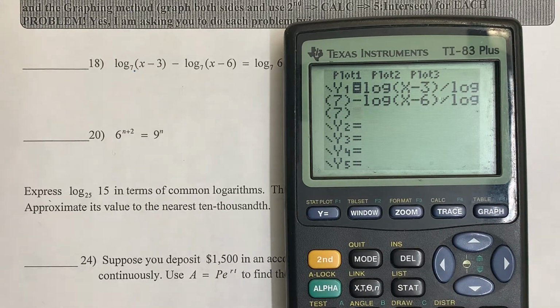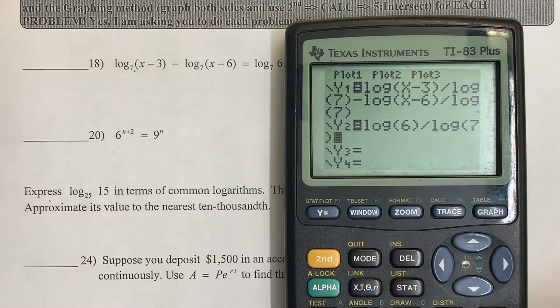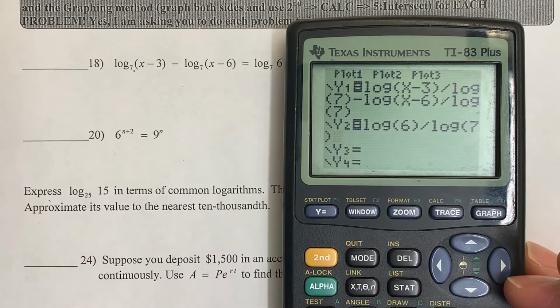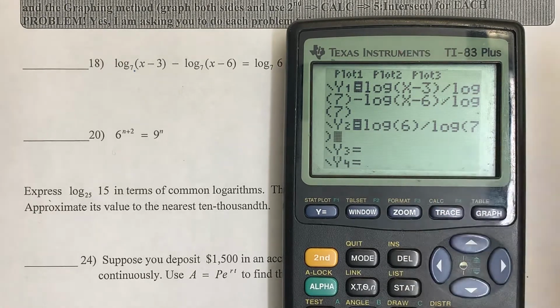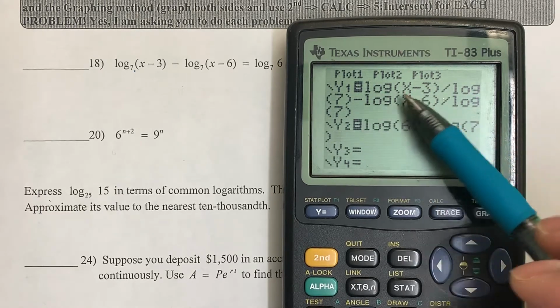Okay, same thing. Press enter, and then we now have the left side entered in, and now we have to type in the right side, which is just going to be log of 6 divided by log of 7. Which you might notice there's no x in there, which means this is actually just going to be a horizontal line because this is just going to come out as a number, okay? Log of 6 over log of 7, that's a number. It's going to be an ugly decimal, but it's just a number. So when I graph that, it's just going to be a horizontal line. That's a constant function. And we're going to see where this horizontal line crosses this logarithmic curve, okay?